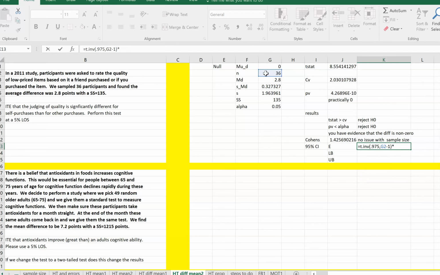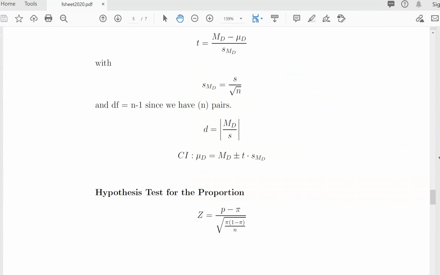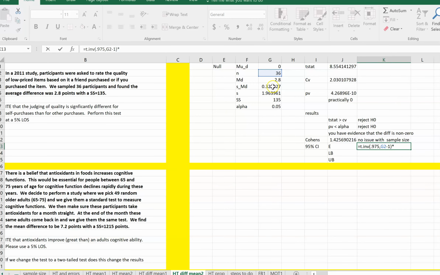So that'll be the t value. That's times, let's look at the formula one more time, times SMD. Well, good news. Here's SMD. And so there's your margin of error. And so what would be the lower bound? The lower bound would be equal to your value. It's always your value in a confidence interval minus the error. So that's the lowest the difference would be.